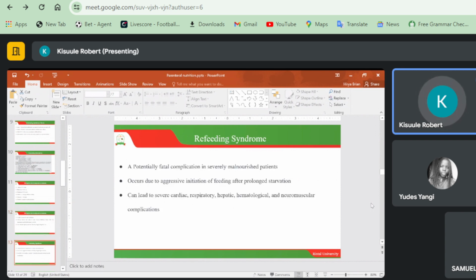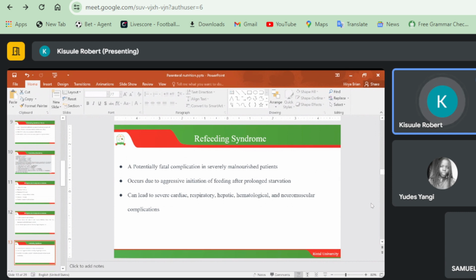Okay, what is a refeeding syndrome? Like I told you, this is a fatal complication in severely malnourished patients, and we had said this occurs due to aggressive initiation of feeding after prolonged starvation. And this is a very common question that is asked on different interviews. If you claim to be a nutritionist, they will ask you something to do with a refeeding syndrome.